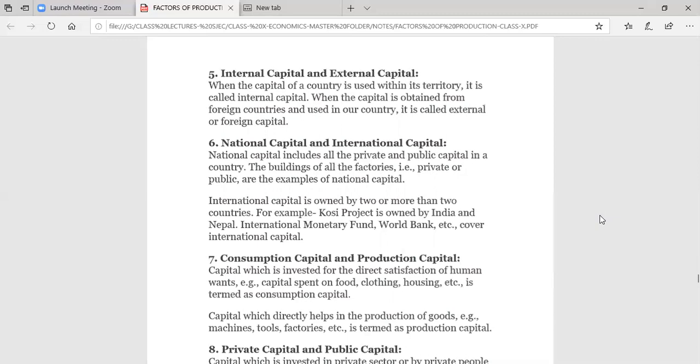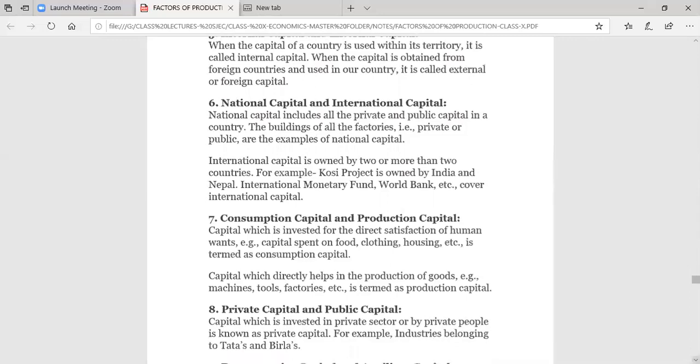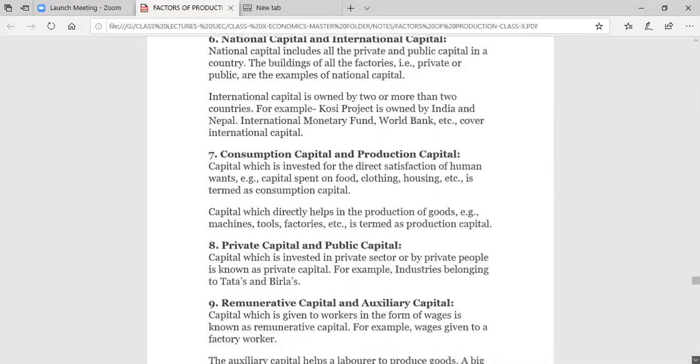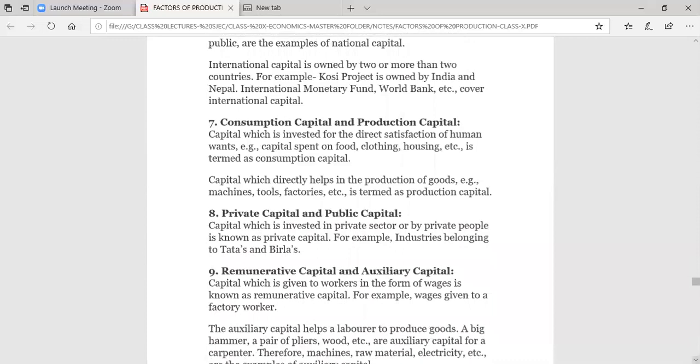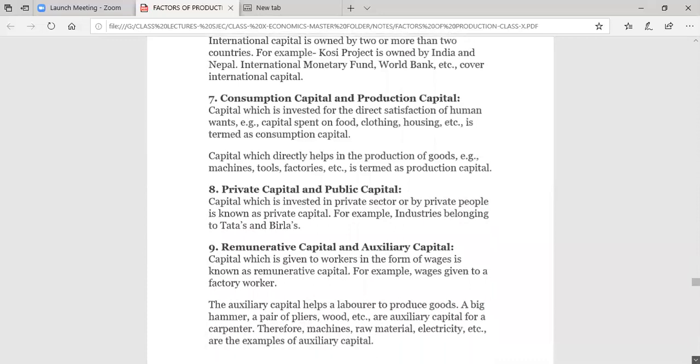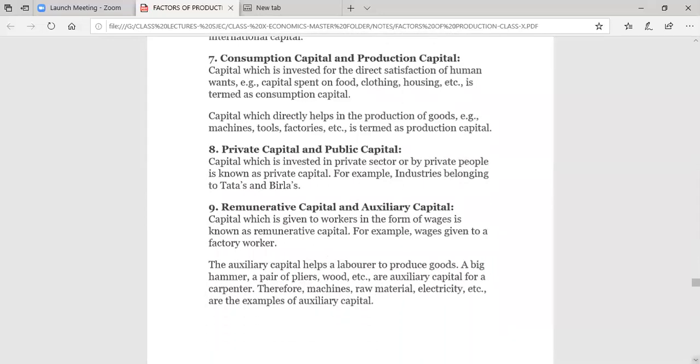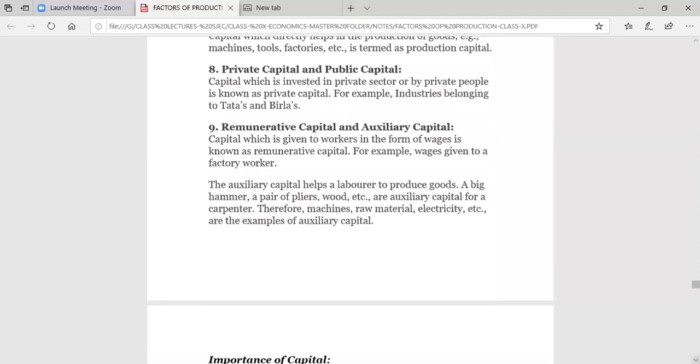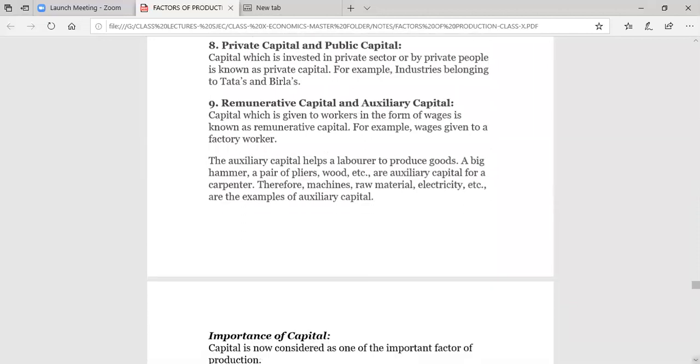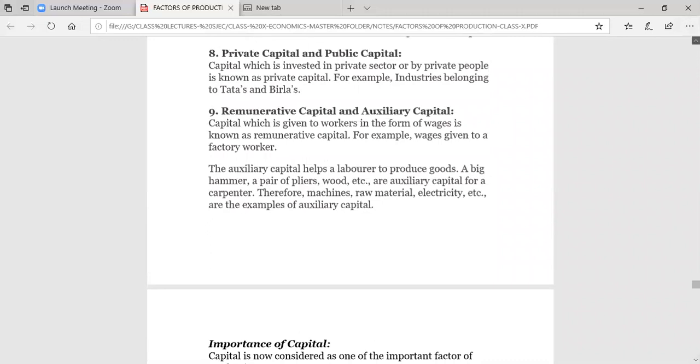National capital, international capital, the same thing. National capital includes all private and public capital within the country. And international capital is owned by two or more countries, which involves foreign countries. Private capital and public capital you have also seen. Remunerative capital and auxiliary capital.